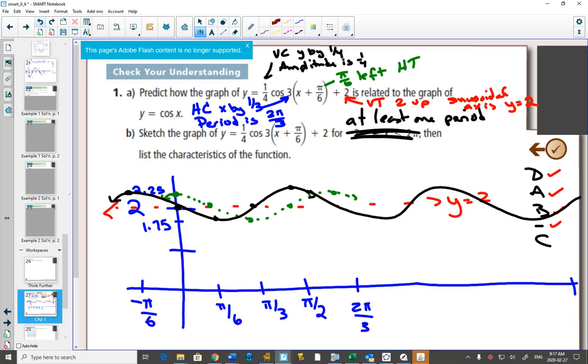Okay, so let's try some for practice. Question number 3, 8, 9, 10, and 11. And I think in number 11 you have to remember to factor.